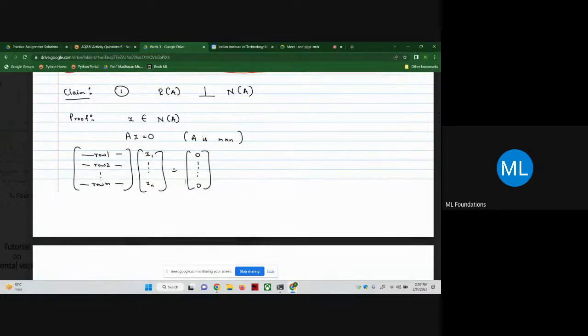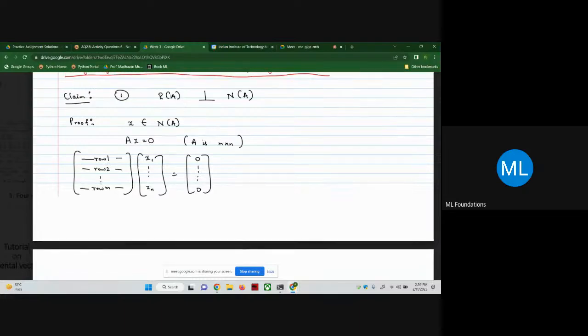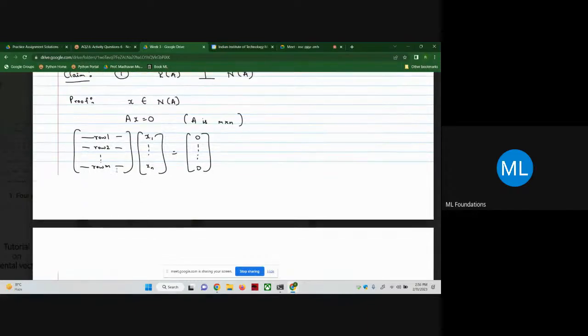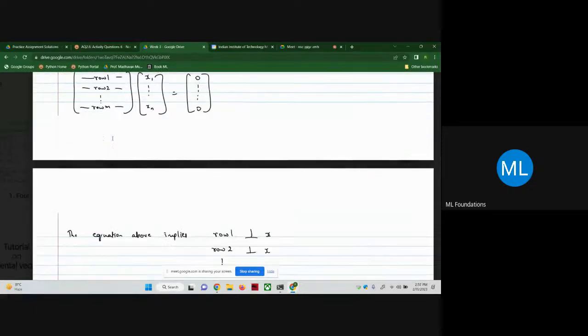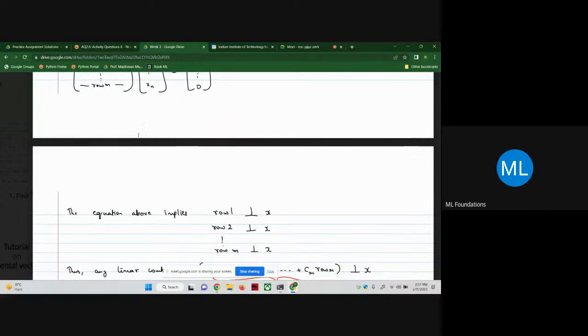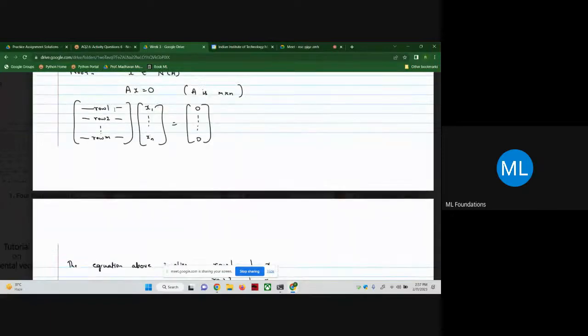Now you consider, okay, they're saying here that the row space of A is orthogonal to the null space of A. Okay. How is that true? Because you see here row 1, right? Row 1 is perpendicular to x, because this row 1 is multiplied by x.